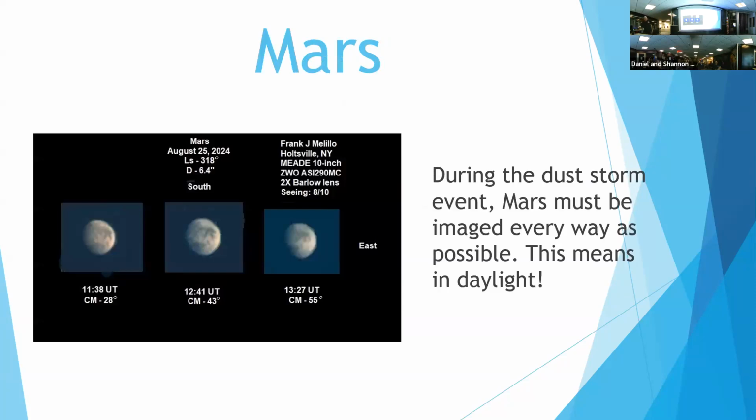Okay, here's another picture. There was a dust storm at that time. Mars must be imaged every way possible. This means daylight. I cannot get any image like this in the daylight when it's low in the sky, so I have to make it when it's high in the sky. Here you can make out some of the dust clouds, and here's the time too, and through the short animation, you can see the details move, so you can track the dust clouds and all.